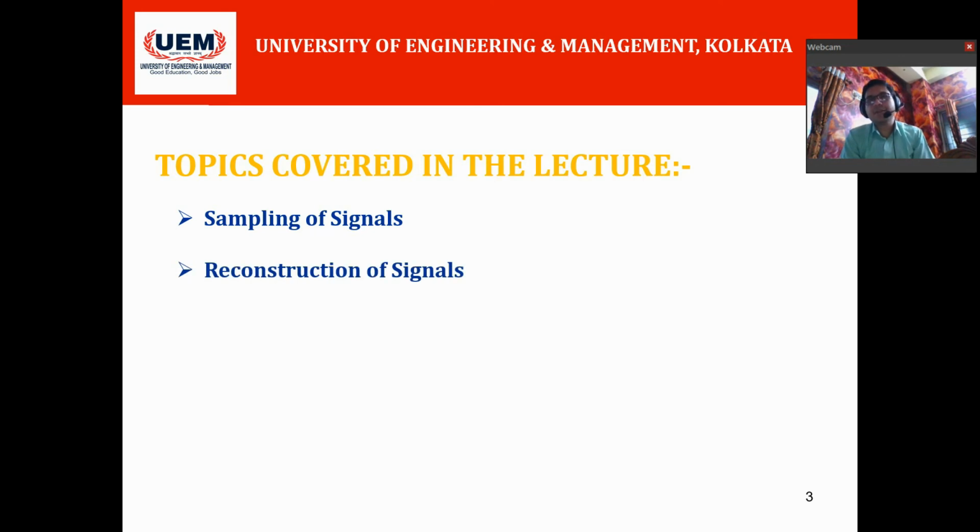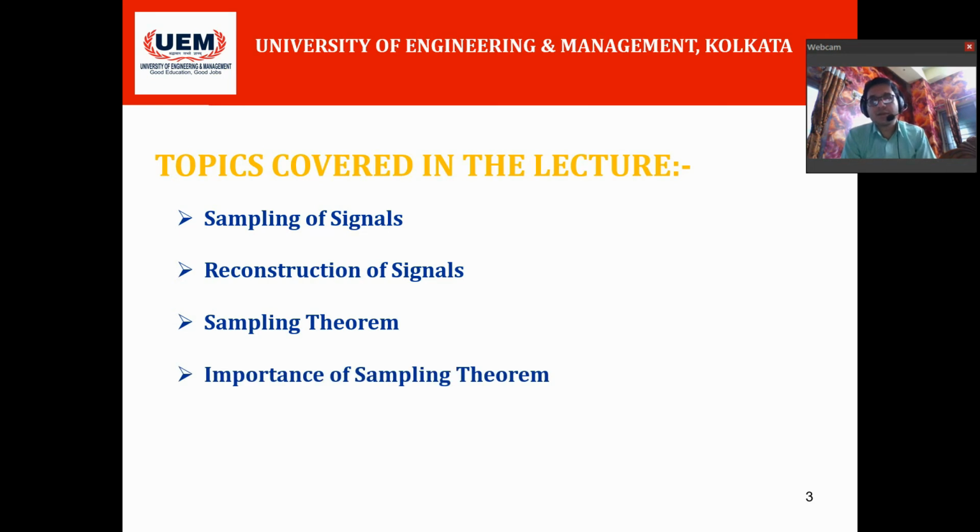And the next is the reconstruction of signals. Most importantly, how are signals reconstructed? Reconstruction means when a signal is sampled, it is basically changed from a continuous time signal to a discrete time signal, and reconstruction is recovering that discrete time signal back into the continuous time form. That is called reconstruction of signals. Then we will understand the sampling theorem. Okay, it's a very important theorem in terms of signal processing, one of the bases of sampling, and obviously why it is important, the importance of the sampling theorem.